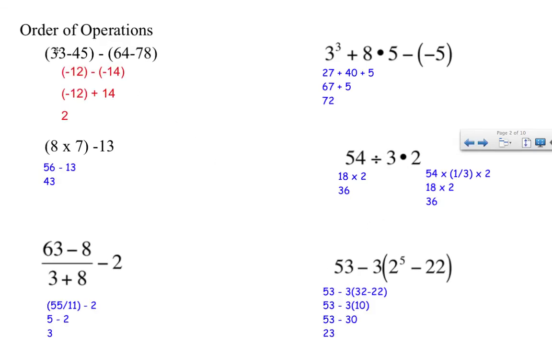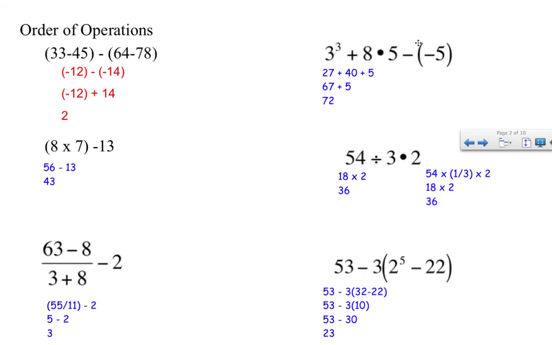Okay, as I go through the answers, the first thing I did here was I subtracted 33 and 45. I subtracted 64 and 78. Negative 12 minus a negative 14 is the same as adding a 14, so negative 12 plus 14 is 2.